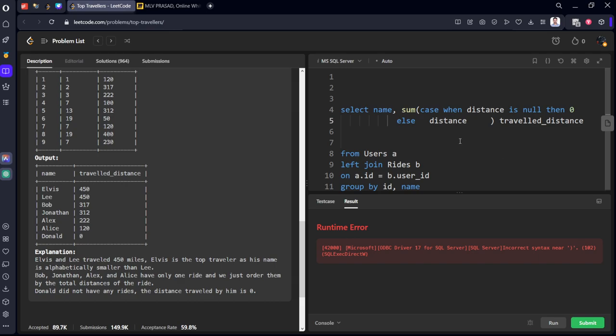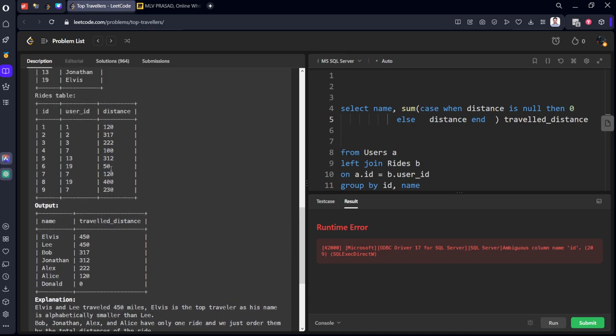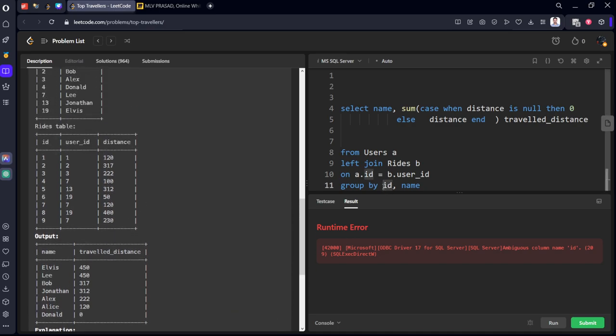Where is the mistake? Incorrect syntax near. Okay, I need to keep end because it's a case when statement. Group by id, which id is it? From the a table it should be a.id because there are two id columns.